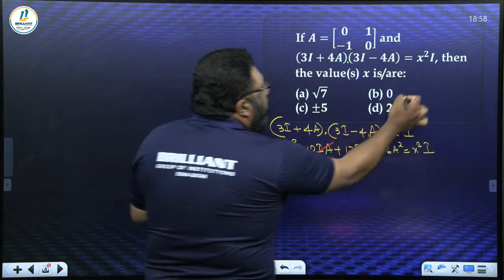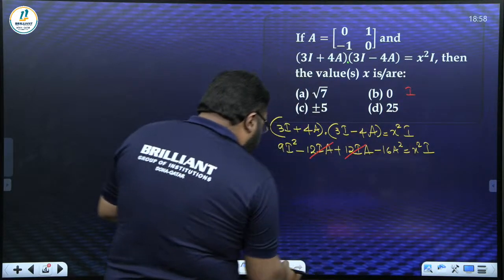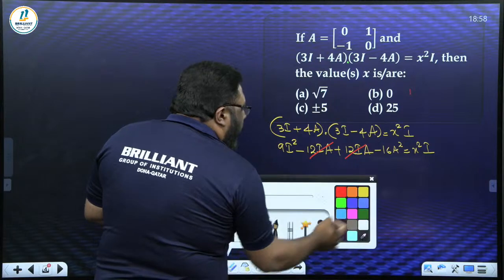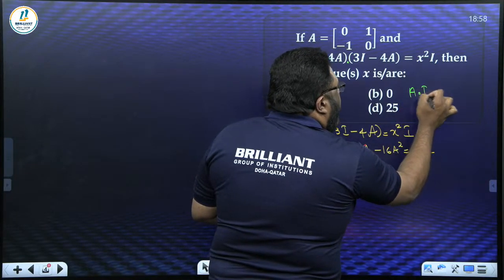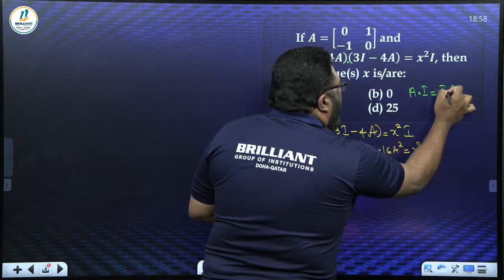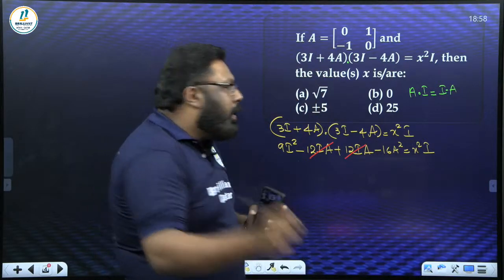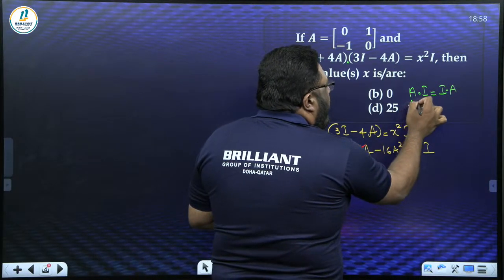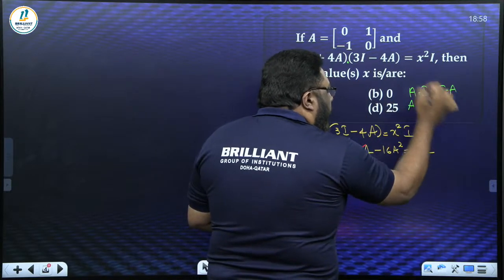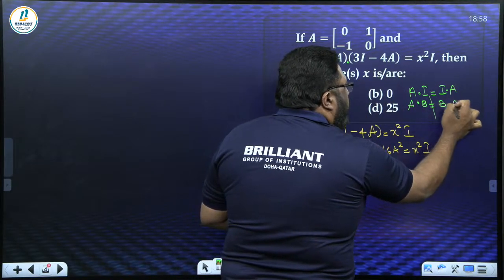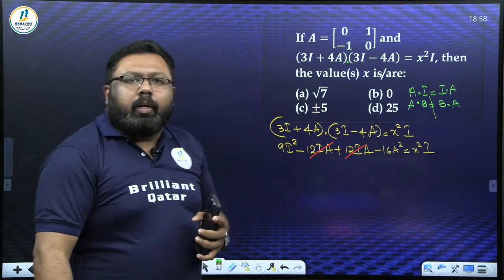Because multiplying an identity matrix, my dears, doesn't make a difference. So AI equals IA always. But in normal multiplication, if A into B is defined, it need not be equal to B into A. AB need not be equal to BA.